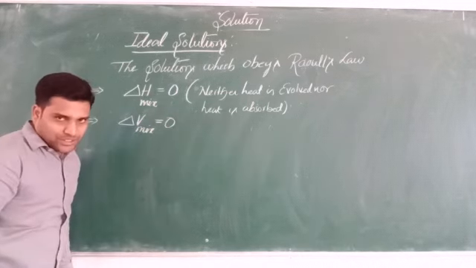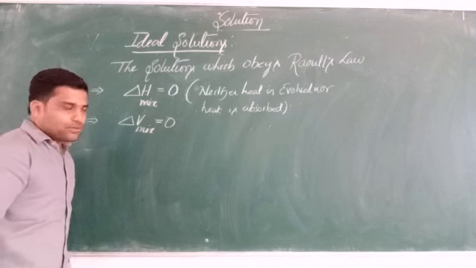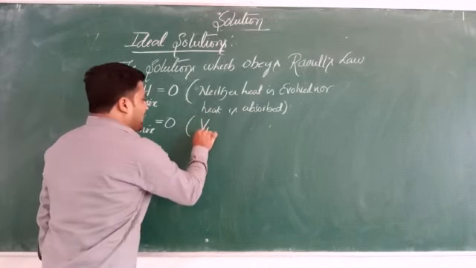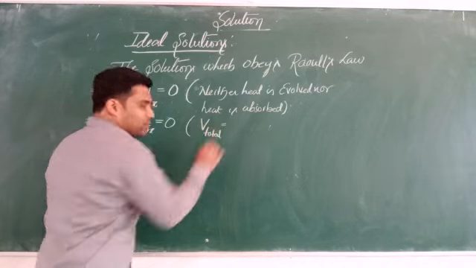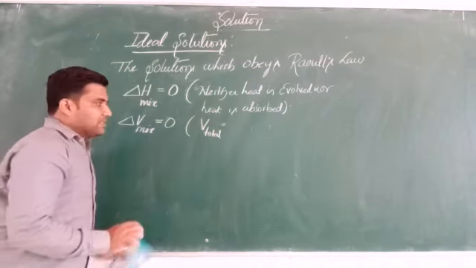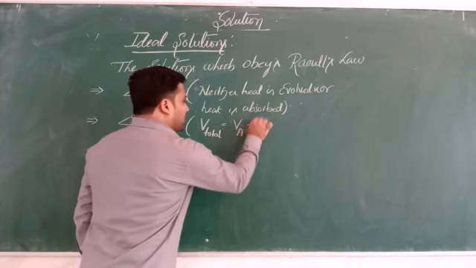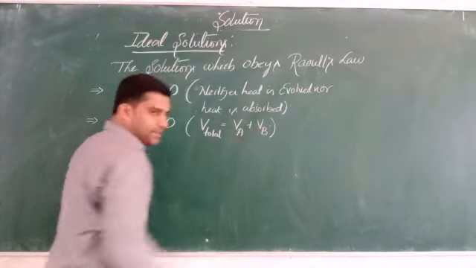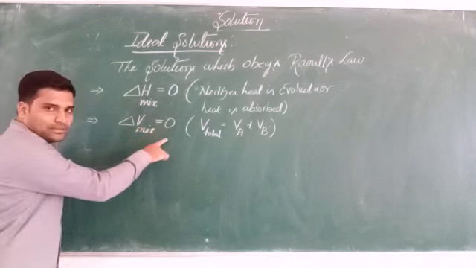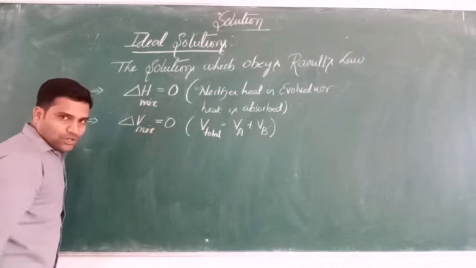Delta V mixing is equal to 0. That means V total, your total solution, must be equal to the sum of the volumes of component A and component B. Only then delta V mixing is equal to 0.